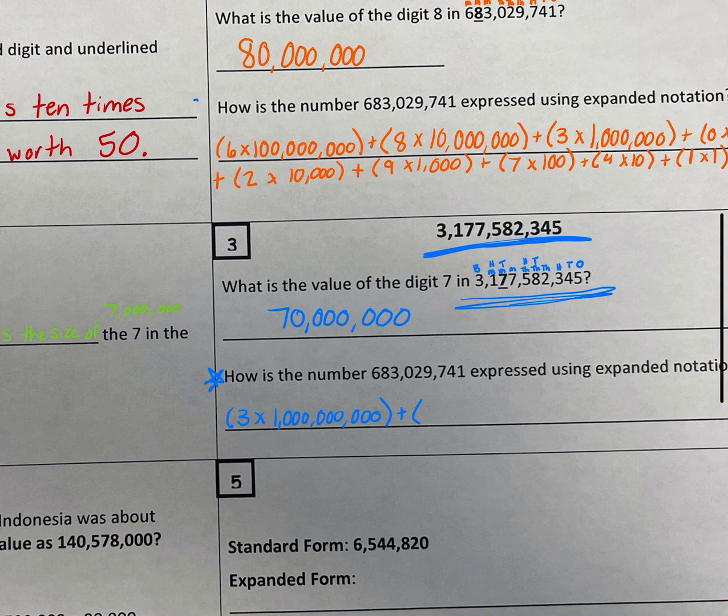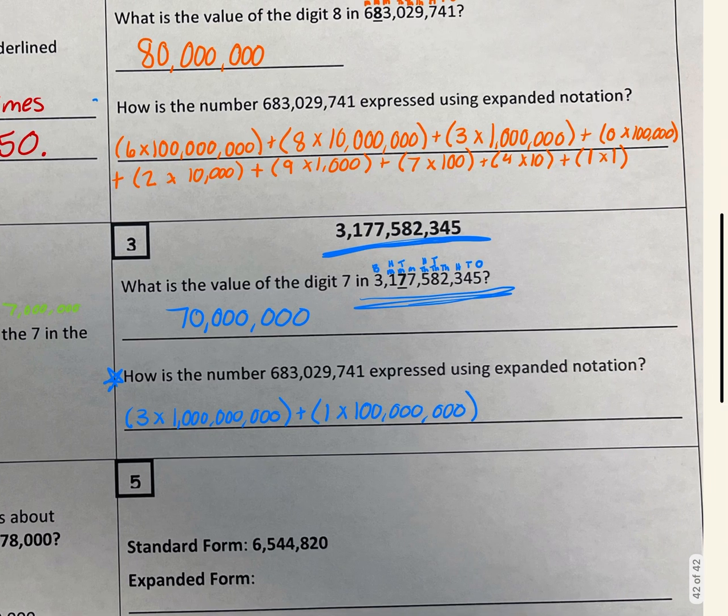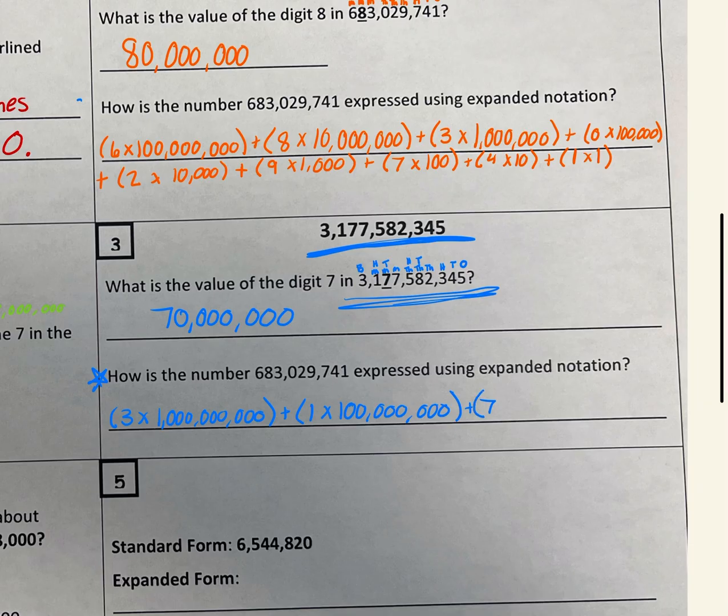Now I go into my next place, which is my 100 millions. I have the digit 1, and then I'm in my 100 millions place. My next one, it's the digit 7. And we kind of already broke that one down when we said it was in my 10 million spot. All right, now we're on our next one, which is another 7, but that 7 is in my million spot. So to get it, I would do 7 times 1 million.